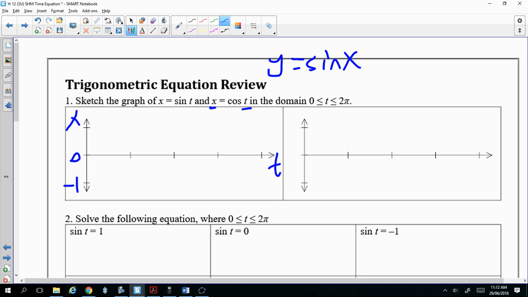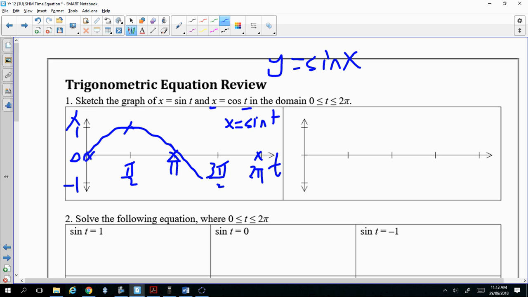Let's draw this: -1 and 1, put pi on 2, etc., and then draw the graph. So you get pi, 3 pi on 2, and 2 pi, and this is the graph of sine. So x equals sine t. So you put the dots, like that, 3 pi on 2. So that's your graph of sine.